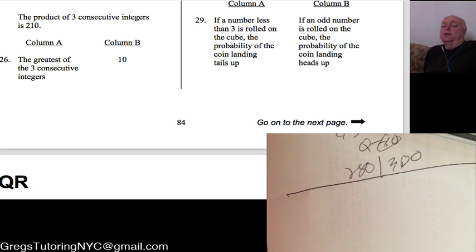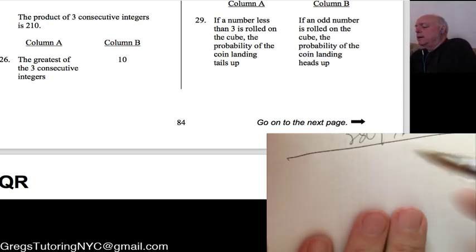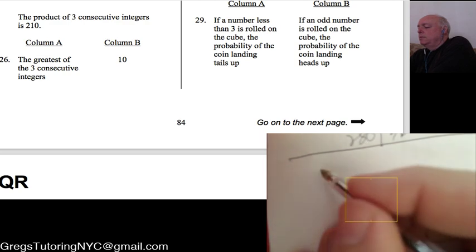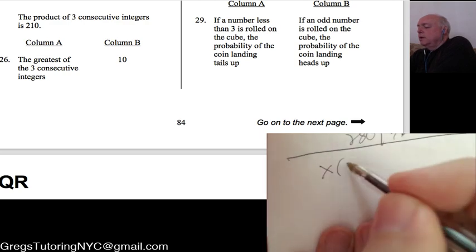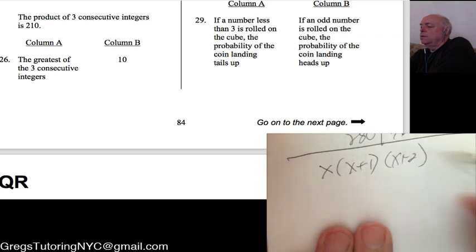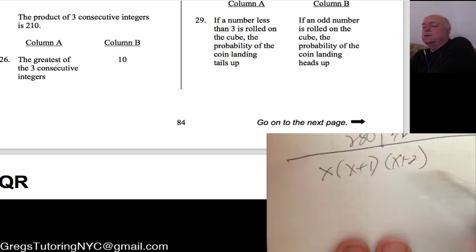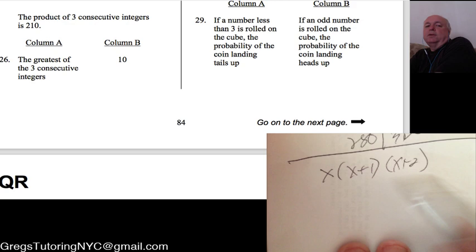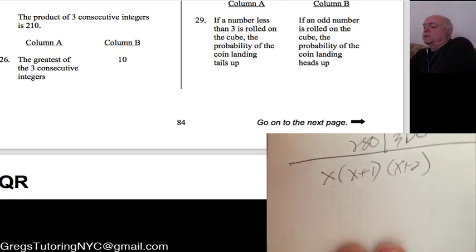The question is, do you know what a consecutive integer is? It means they follow each other. It's like 99, 100, and 101. All right? So if we represent that algebraically, and there's a couple ways to do this, but one is x times x plus 1 times x plus 2. And there's a couple ways to, so we need to expand this out to try to solve for x.